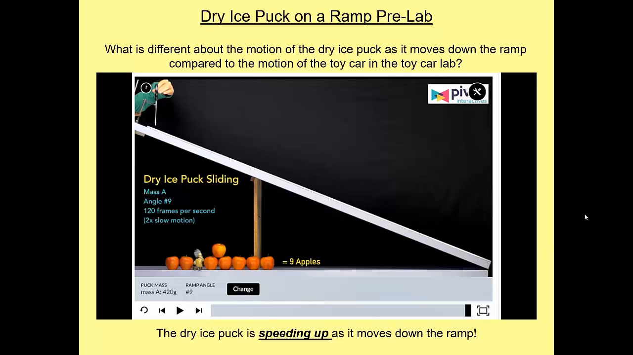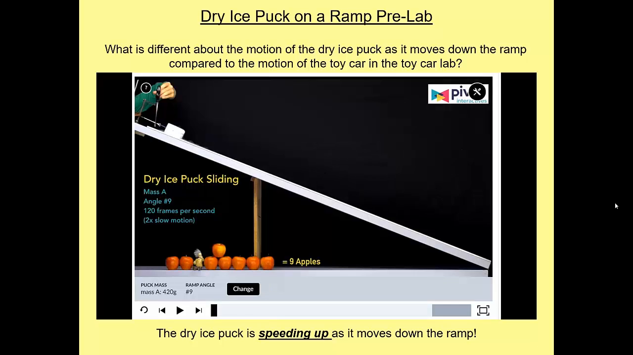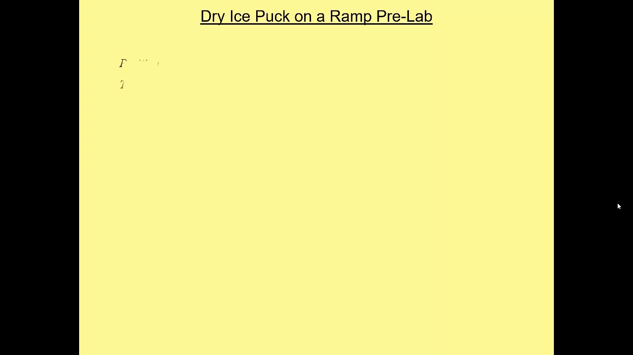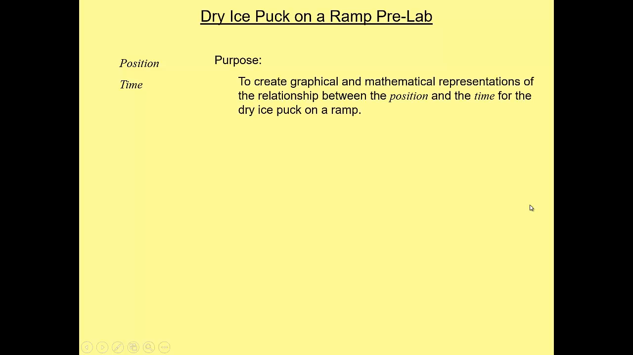We'll talk about some of the instructions, but we're going to treat this much like we did with the Toy Car Lab, in that we are going to be comparing the position the puck reaches in certain amounts of time. So our variables here are going to be position and time, and we're going to build from there into some other ideas in order to describe this motion. The purpose of this lab is to create graphical and mathematical representations of the relationship between the position and the time for the dry ice puck on a ramp.